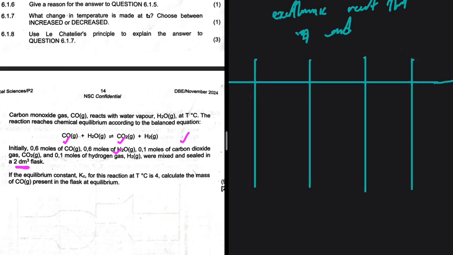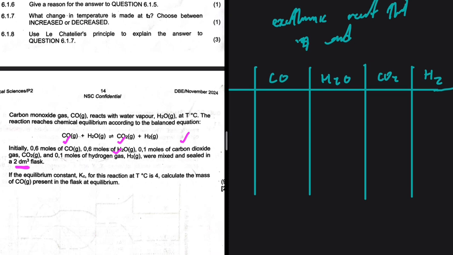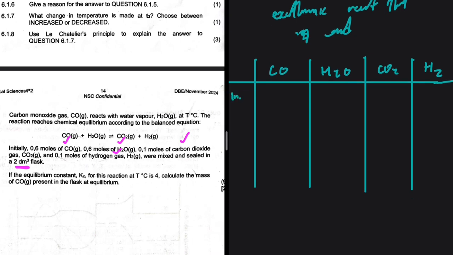So this is carbon monoxide, this is H2O, this is CO2, and then this is H2. The balancing coefficients are 1, 1, 1, 1, so we don't have to worry about that. Here I'm going to put my initial number of moles. Here I'm going to put the change. Here I'm going to put the number of moles at equilibrium. Here I'm going to put the concentration at equilibrium.